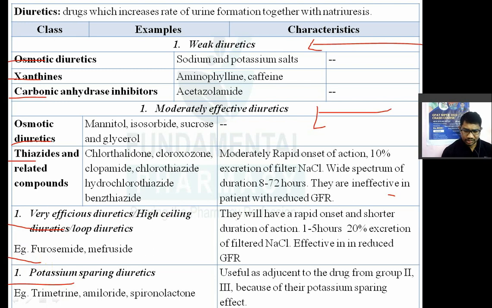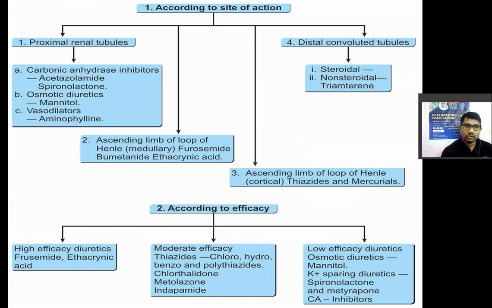Now again we'll see the classification in different types. According to the site of action, those drugs which act on the PCT, proximal convoluted tubule, include carbonic anhydrase inhibitors like acetazolamide, then spironolactone, osmotic diuretics like mannitol, vasodilators or central diuretics like aminophylline. Then the ascending loop of Henle, or thick loop of Henle, loop diuretics basically: furosemide, bumetanide, ethacrynic acid. Then the descending loop of Henle, where organic mercurials and thiazides will act.